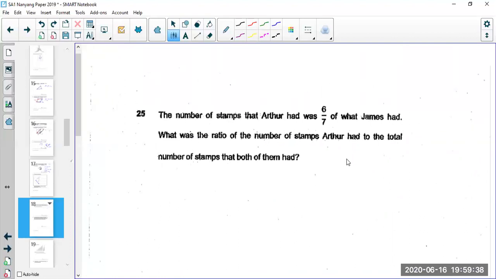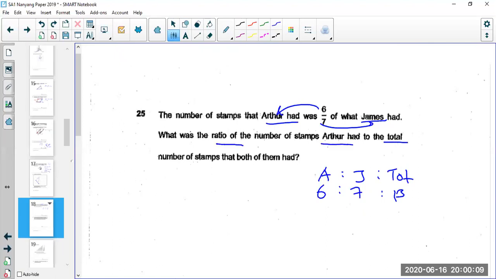This one, look, is it hard? Well, let's see. The stamps that Arthur had was 6/7 of what James had. So you do arrow pointing. Every time you have fractions, you can point the arrow and write your ratio. So Arthur is to James, 6 is to 7, and the total will be 13. What was the ratio of the stamps Arthur had to the total number? Arthur is 6 to the total number, 13. So your answer is 6 is to 13.